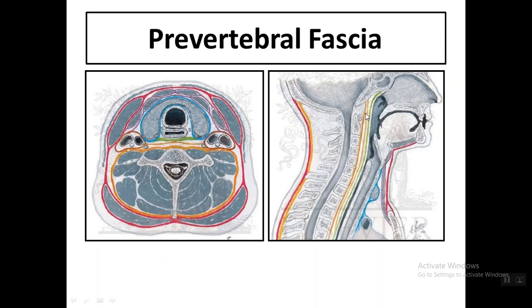What is also important here is that the prevertebral layer extends from the base of the skull down in front of the vertebra, meaning it will be in front of the cervical vertebra, and descends down behind the pharynx. This is the prevertebral fascia.